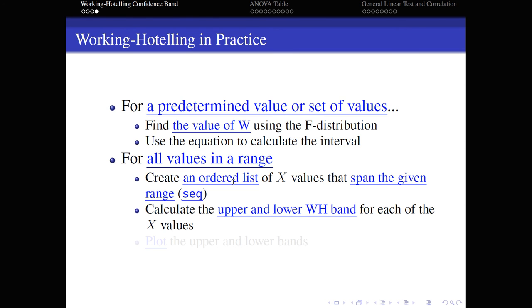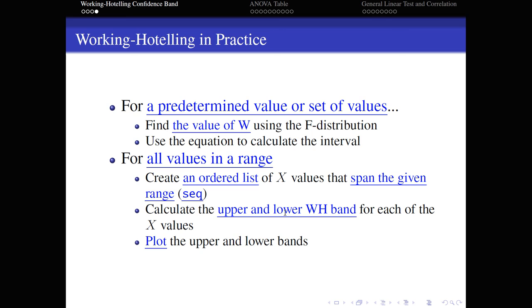After we have each of those x values that we're going to use to plot, and sometimes I'll call them plotting x's or px's, just to distinguish them from the actual observed data values that I have, my x data values, then I'll calculate the upper and lower working Hotelling band for each of the x values, and I will plot the upper and the lower bands. So I'll go through each one of those x values and I'll plot the upper bound, and then I'll go through each one of those x values and plot the lower bound using that lines command, and that's how we will get the plot of an infinite number of x values in a range.